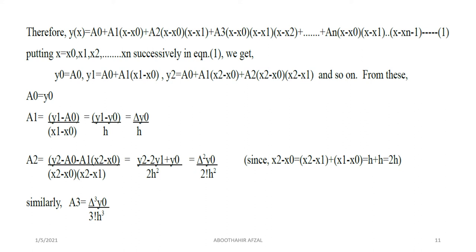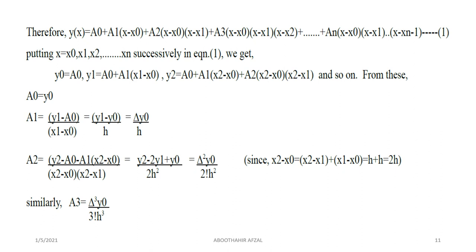What will happen is all the terms from the third term will vanish, because x minus x0 is 0. If I put x equal to x0, all those terms will vanish. So the only terms left are the first and the second term. That means a0 plus a1 into (x minus x0) will remain. If I put x equal to x0, the second term also vanishes. So only a0 is left. So the value of a0 is nothing but y0.